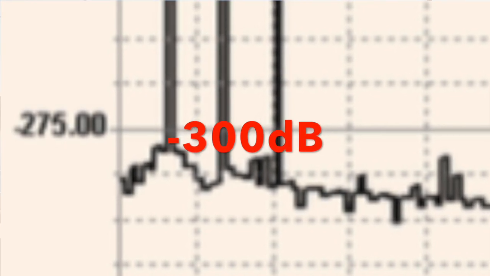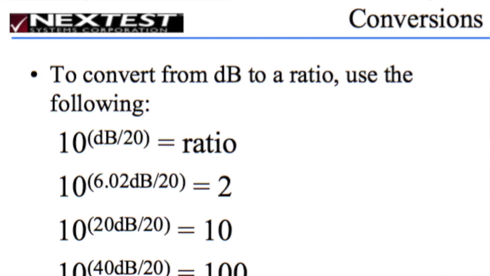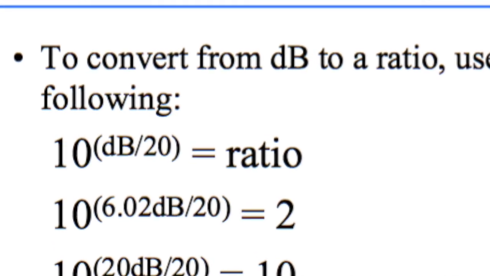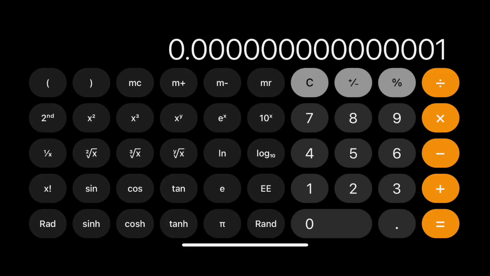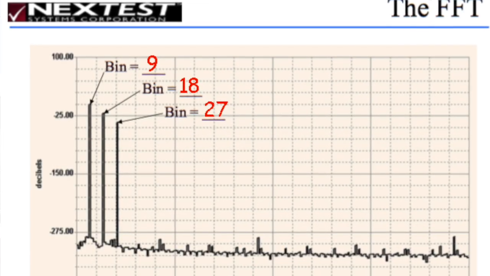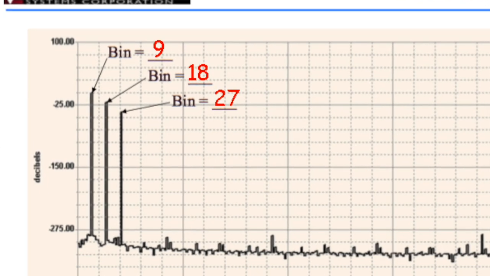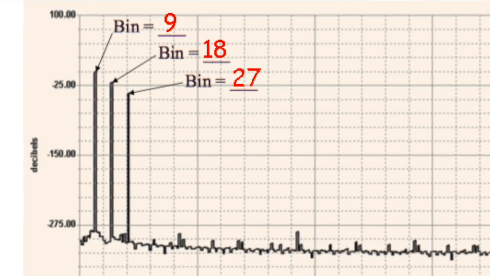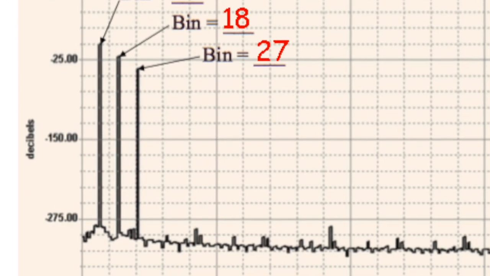That's minus 300 dB. Now what is minus 300 dB? I'm trying to train you people, and if you don't watch my videos, I can't help you. But minus 300 dB, do the math. 10 to the power of minus 300 divided by 20. It's 1 quadrillionth of a volt. So there's the 18th bin, the second harmonic of the fundamental, and the bin right next to it is 1 quadrillionth of a volt.